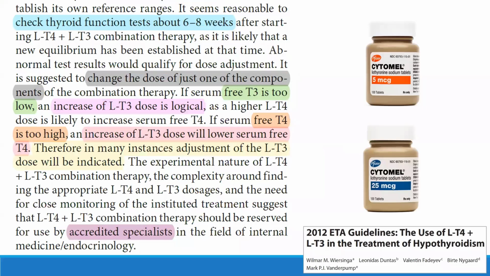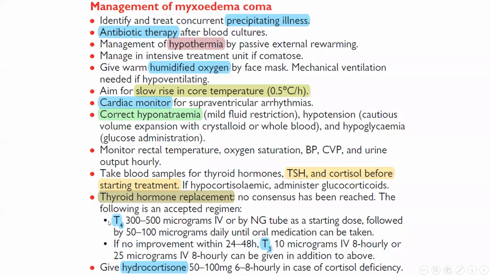Okay, it's not available in Pakistan too, but in myxedema it is said now that IV is used. Yes, in myxedema it may be used. In the management of myxedema coma, which I will cover in the next session, inshallah, T3 can be used. Here, if there is no improvement within 25, T3 10 microgram intravenous. This is intravenous, but it can be given orally or rectally, either T4 or T3.